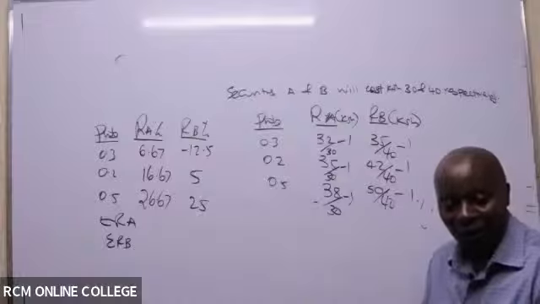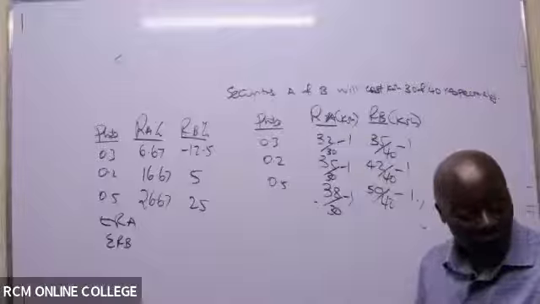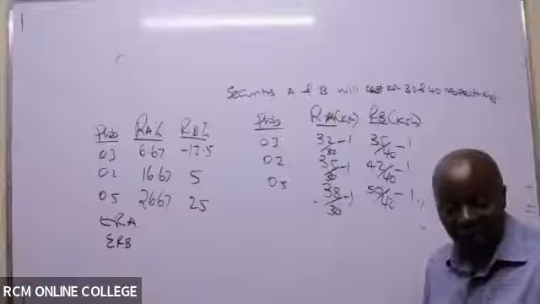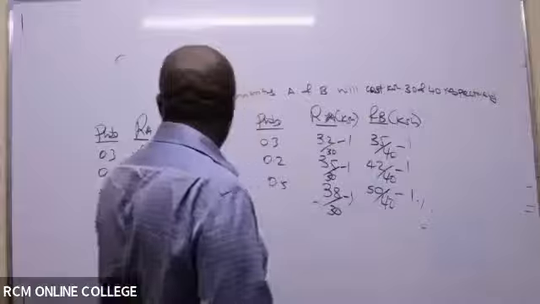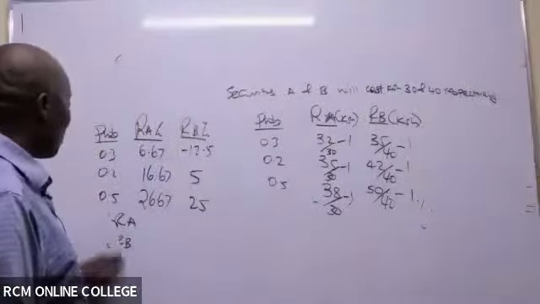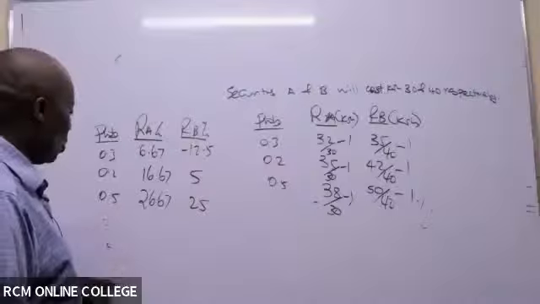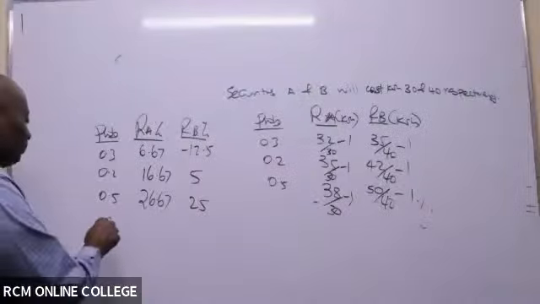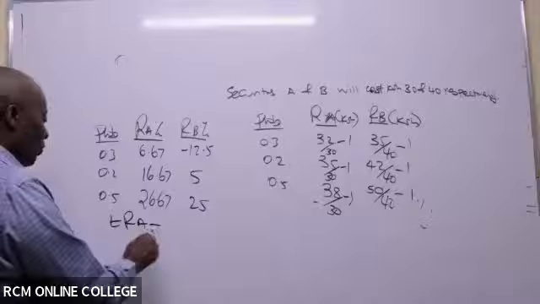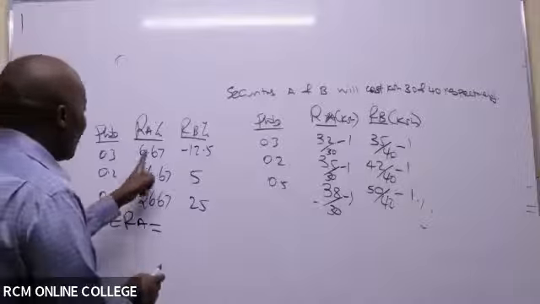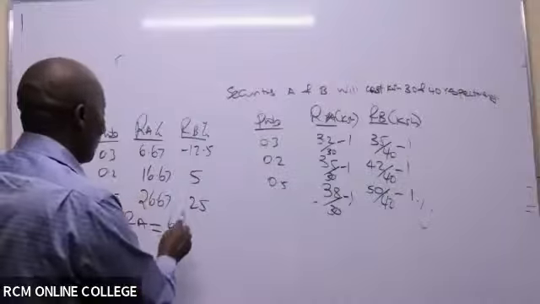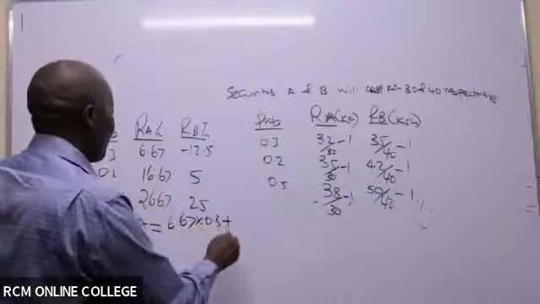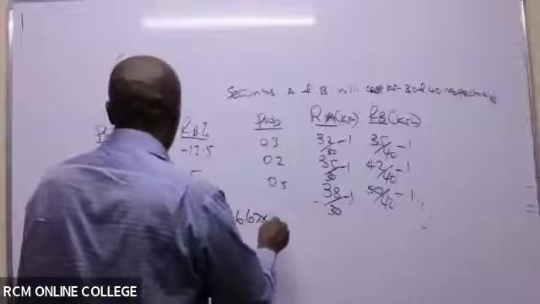Nijaribu correlation coefficient. So if you want me to try correlation coefficient, then first of all, I'll give you guys the covariance. For me to give you the covariance, you have to give me these expected returns. Hakuna njia nyingine. Give me these expected returns on A. So inakuwa ni 6.67 times 0.3 plus 16.67 times 0.2.